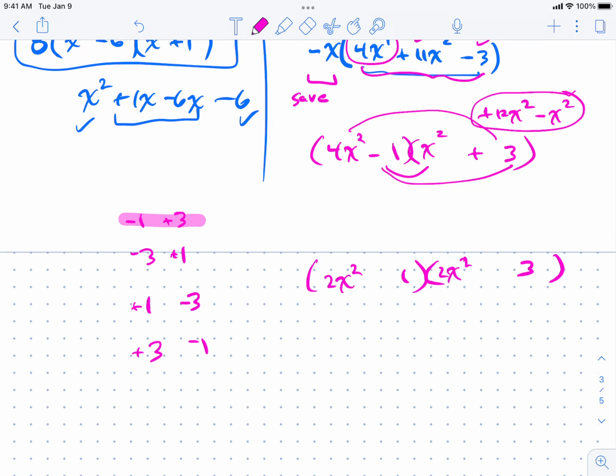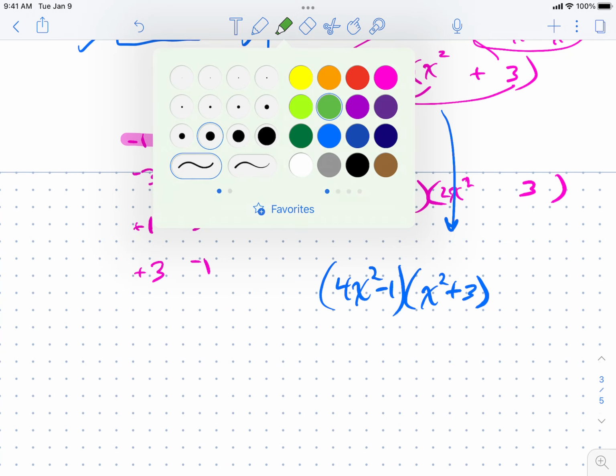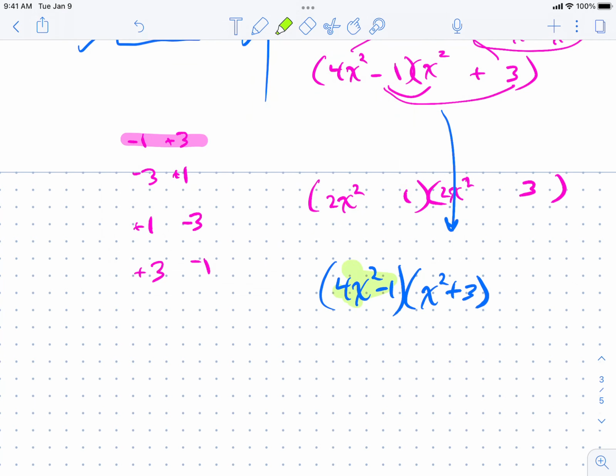So let me switch back to blue. This worked. 4x squared minus 1 multiplying an x squared plus 3. Okay, so in the name of factoring completely, you need to look at these 2 things. Can I factor this any further? Can I factor this any further? Well, that's like a sum of, and it's not a cube. 3 is not a cube. You can't take the cube root of 3 evenly.